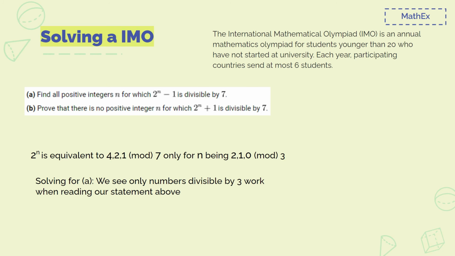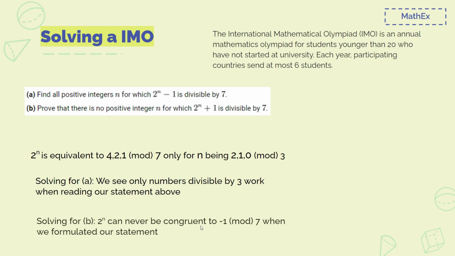So there is no possible way that n could ever be a positive integer. So there's no solutions for n. So when we formulated our statement here, we never could get the 6 mod 7 or minus 1 mod 7. So we have solved both part A and part B of this problem.